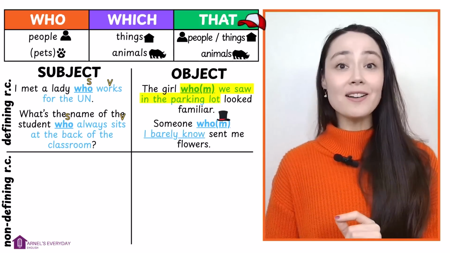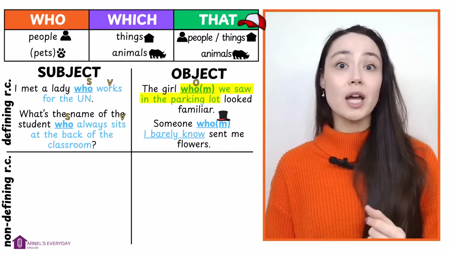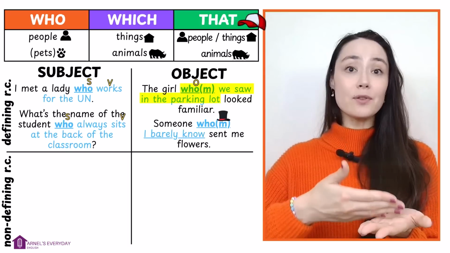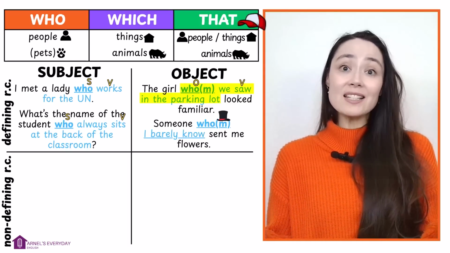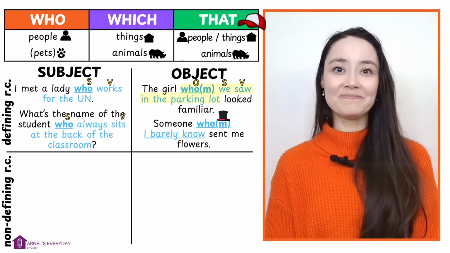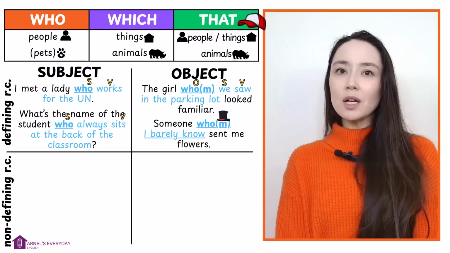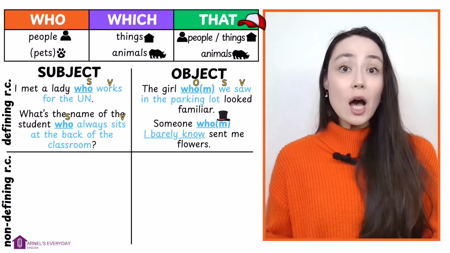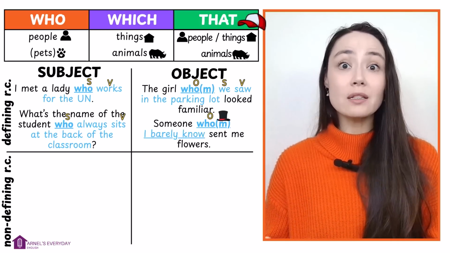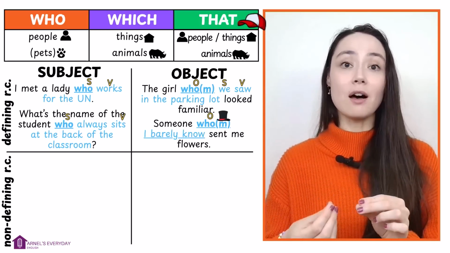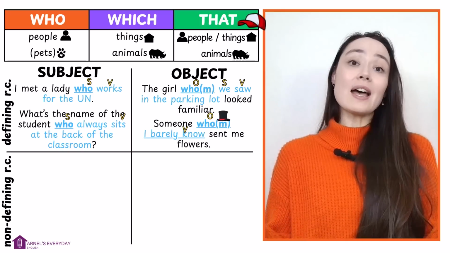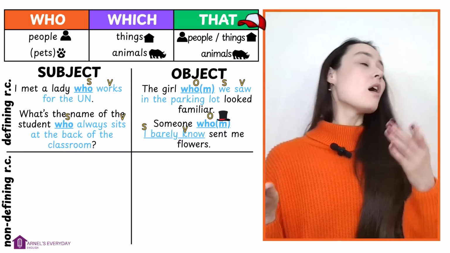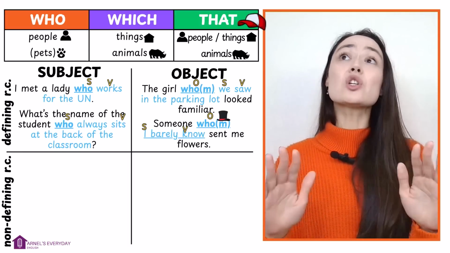I have my relative clause. Who is the object. How do we know who is the object? Because my verb saw already has a subject, me. Someone who I barely know sent me flowers. How do I know who is the object? Because the verb of my clause, know, already has a subject, I. Subject, object, this can drive students crazy.